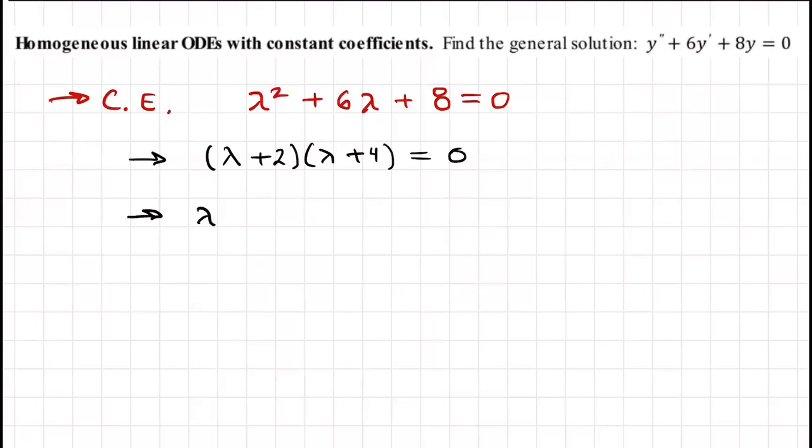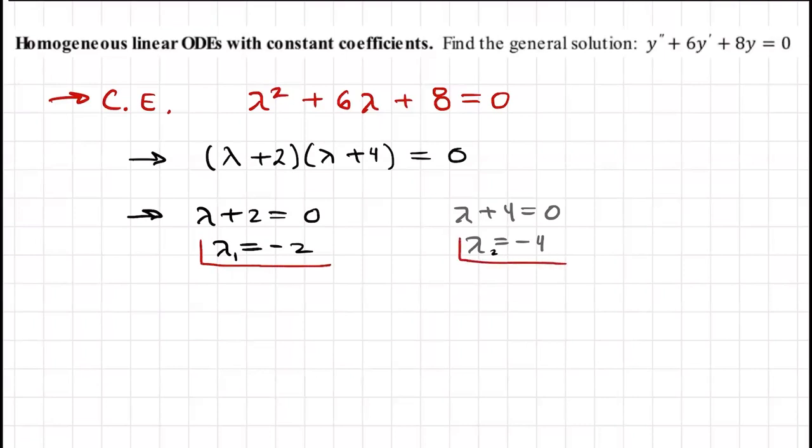So we have then that lambda plus 2 is equal to 0. And therefore we have that lambda is equal to negative 2. And over here, we also have that lambda plus 4 is equal to 0. And therefore lambda is equal to negative 4. Now, whichever one you choose to be lambda 1 and lambda 2 doesn't really make a difference. You can choose whichever one. It doesn't make it wrong. So I'm just going to choose it like this. Lambda 1 will be equal to negative 2, and lambda 2 will be equal to negative 4.